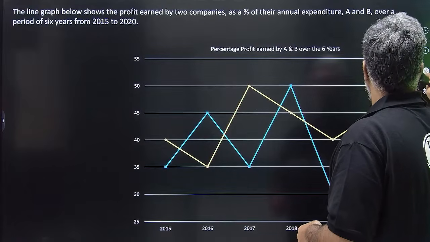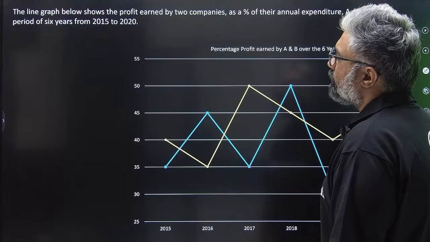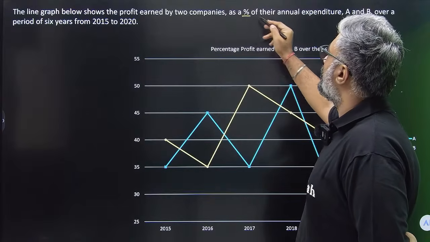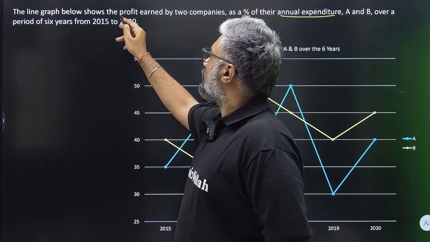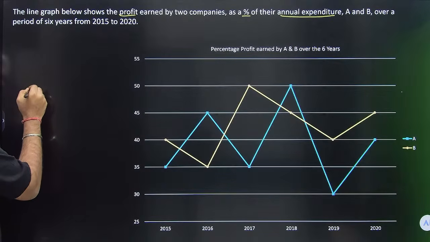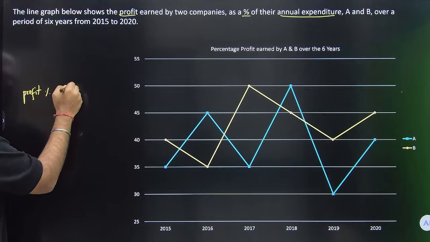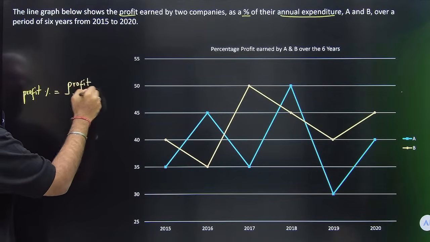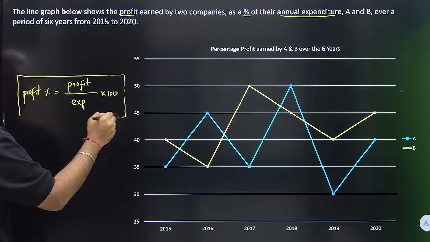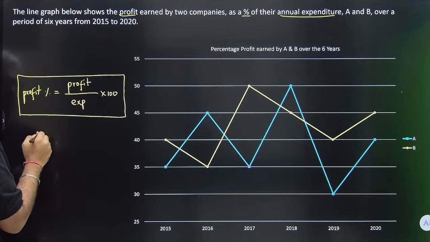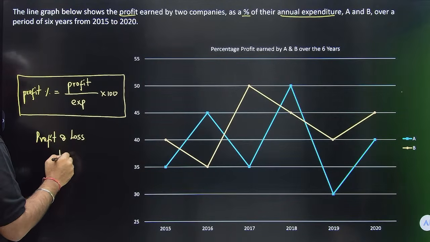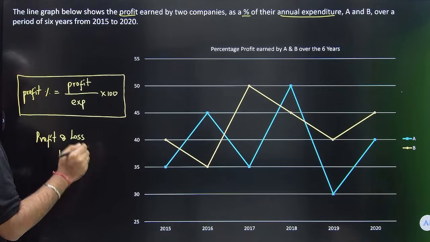Let's see. So what's given to us is the line graph below shows the profit earned by two companies as a percentage of their annual expenditure. Okay, so profit as a percentage of expenditure. So technically what they're saying is profit percentage is nothing but the amount of profit over whatever was their expenditure, into 100, correct? So to answer this, you have to be comfortable with profit and loss. By profit and loss, automatically you have to be comfortable with percentages also, okay?